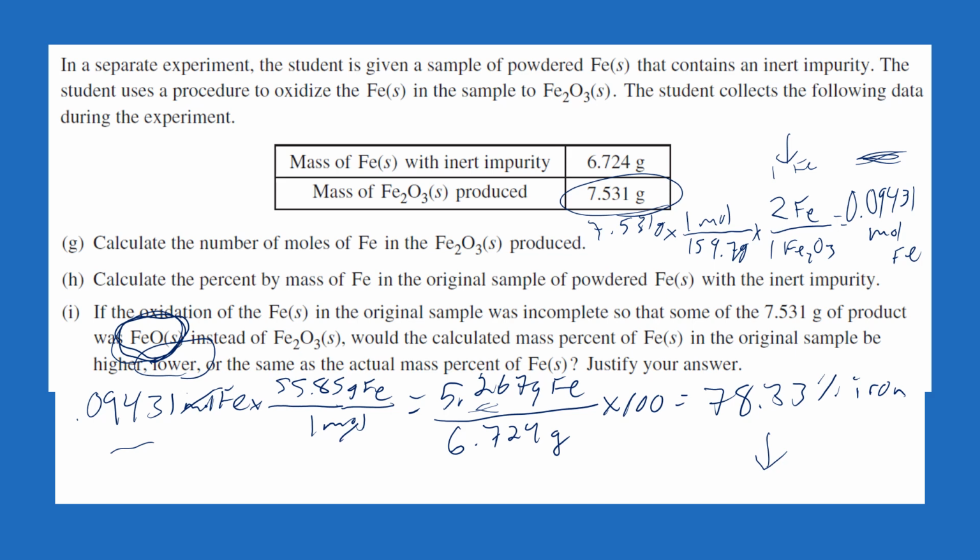That's a really good strategy for doing these sources of error kind of questions, where you just track, okay, where in the problem is that changing my calculation, and track that change throughout all of the subsequent calculations to figure out how it affects your final result. And don't forget to actually answer the question, say whether it's higher, lower, or the same, and then use your math to justify it.